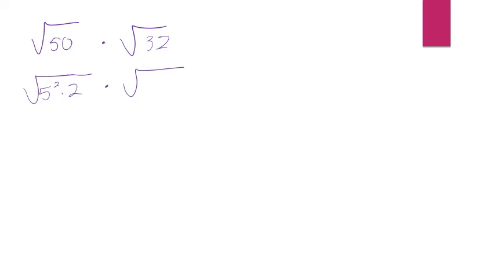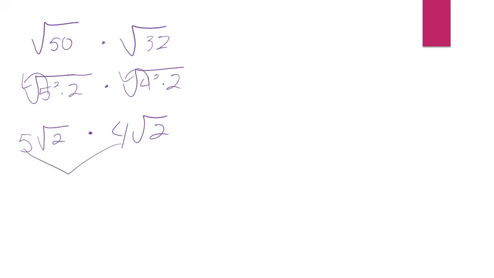Something else we can do is actually simplify our radicals before we multiply them. So we have the square root of 50 times the square root of 32. The prime factorization for 50 is 5 squared times 2. And the prime factorization for 32 is 4 squared times 2. We can take our 5 out here and our 4 out here, and that gives us 5 times the square root of 2 times 4 times the square root of 2.